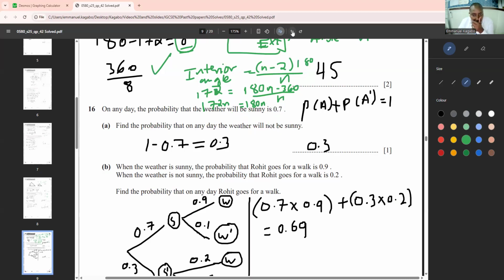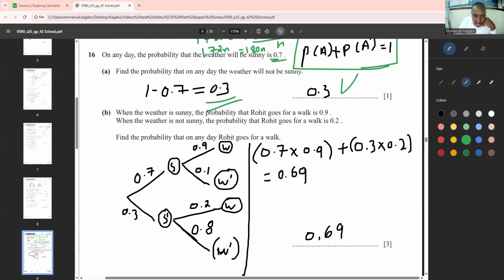Now, they told us that on one day, the probability that the weather will be sunny is that. Find the probability on any day that it will not be sunny. We know the formula I wrote here: probability of A complement is always 1 minus probability of A. So if the probability of being sunny is that, the probability of not being sunny will be 1 minus that. So that's the answer here. Easy peasy, lemon squeezy. Very good. It's as easy as pie.